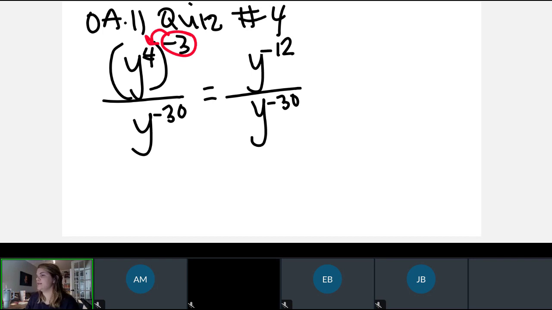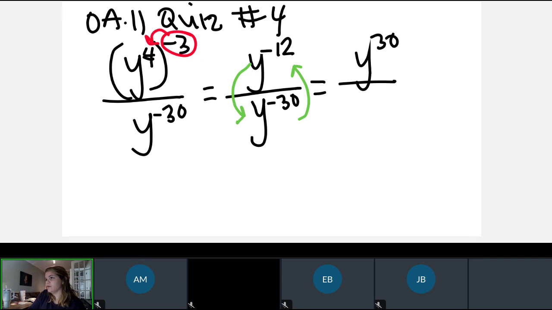But remember, we don't want to have negative exponents. So to get rid of negative exponents, if they're on the top, like y to the negative 12th, we're going to move it to the bottom. If they're on the bottom, like y to the negative 30th, we're going to move it to the top. So really, we're just flip-flopping this. Y to the 30th divided by y to the 12th.